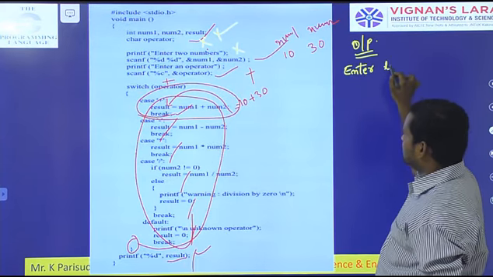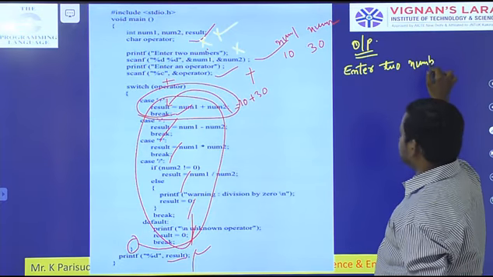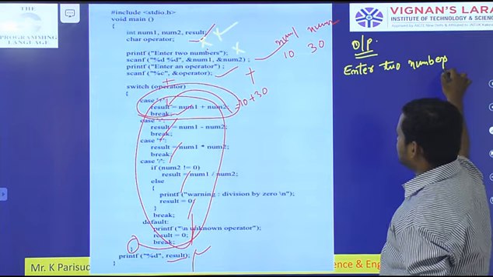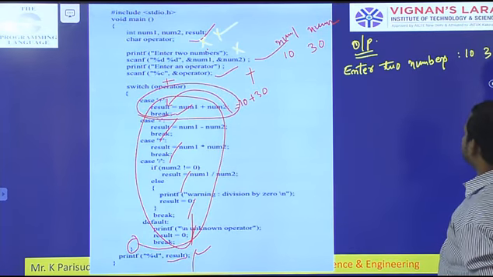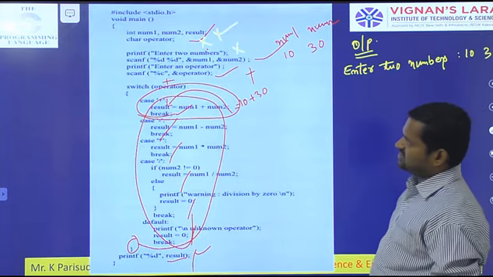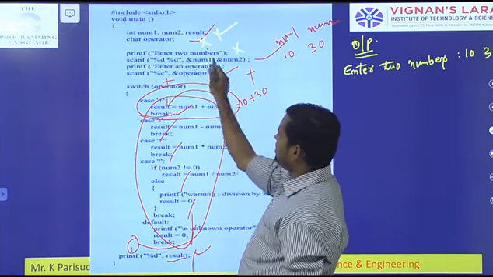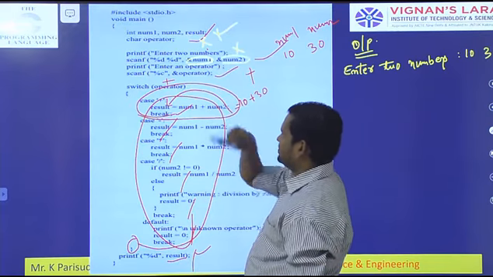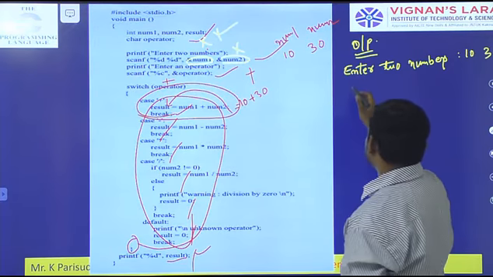Enter two numbers. I give 10 space 30. Automatically 10 will go to num1 and 30 will go to num2. And next, it prints "Enter an operator."